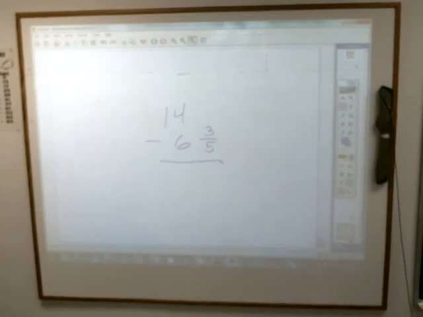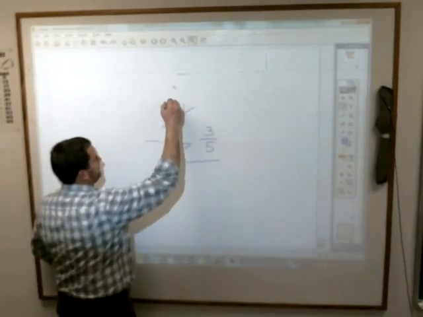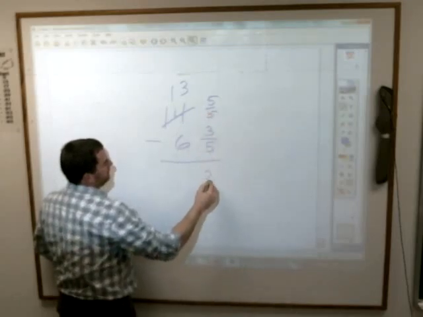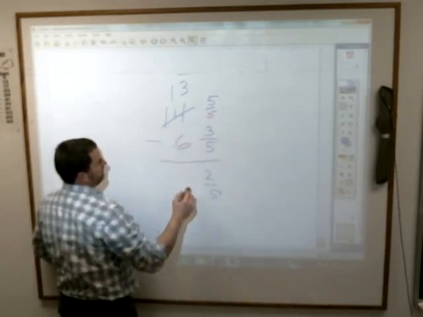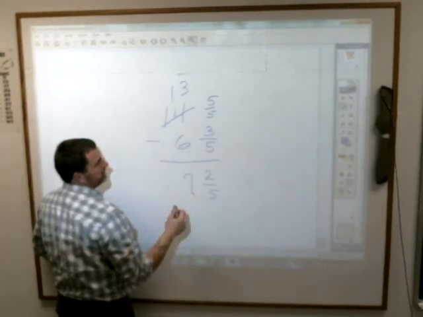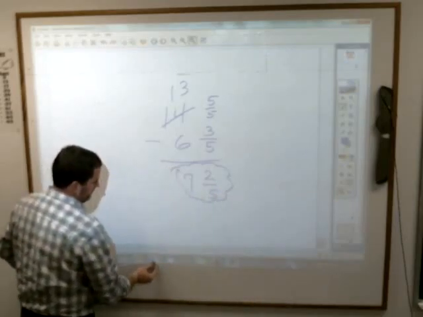We got an answer? Taylor says, let's check, 7 2/5. This becomes a 13, this becomes 5/5, giving you 2/5. 6 from 13 is 7. Did I do something wrong? No. 7 2/5.